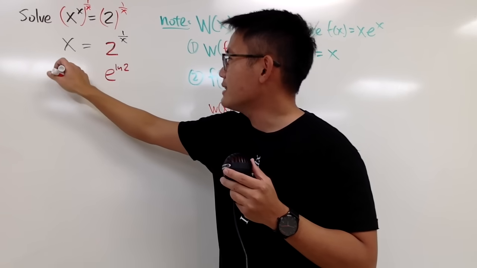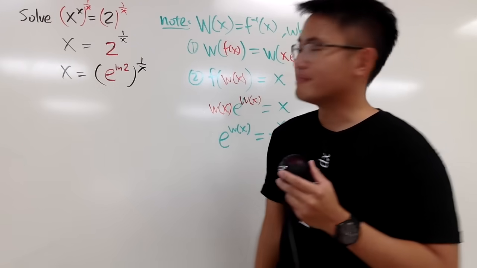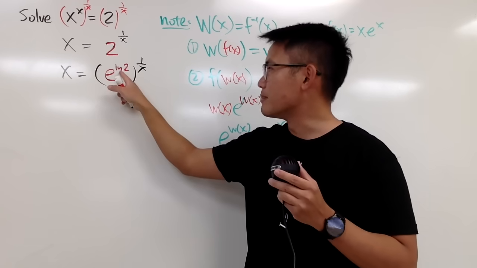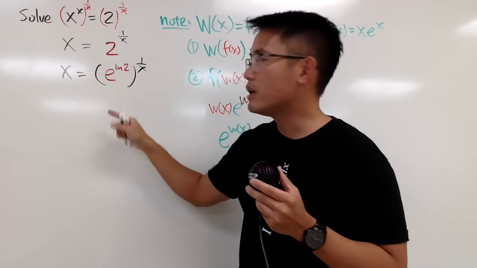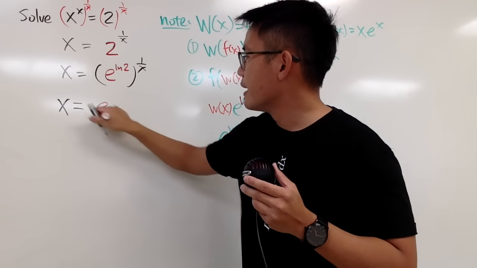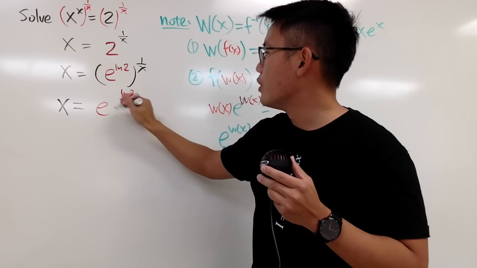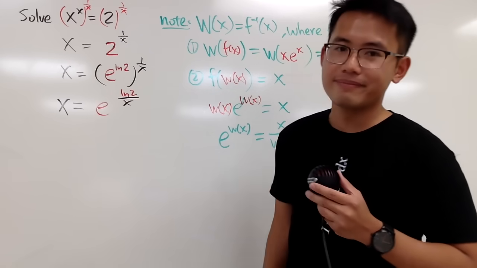And now let me write down the rest. This is x equals, parentheses, 1 over x right here, and you see this is the power. We can just multiply with that power. So we have x equals e to the power of ln 2 times 1 over x, which is just ln 2 over x, like that.